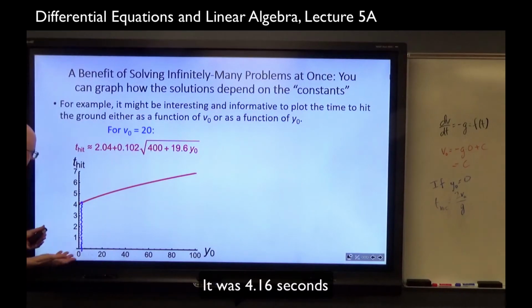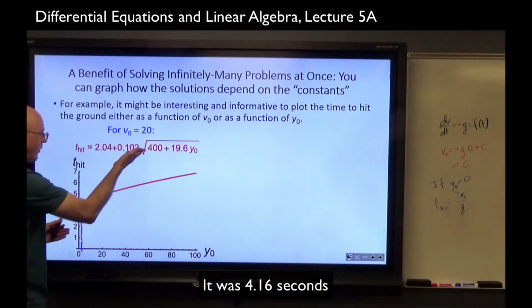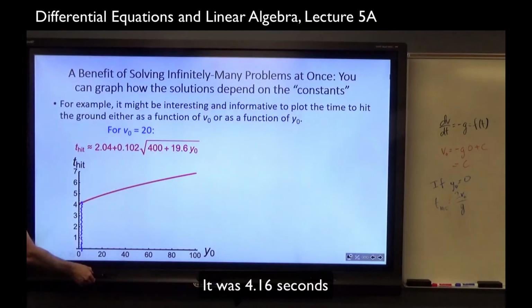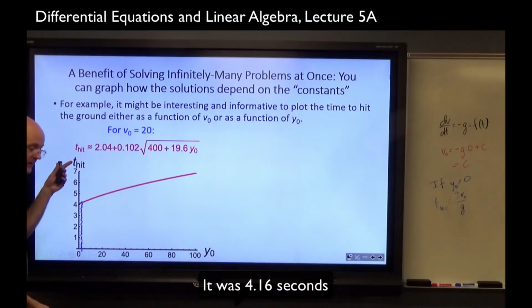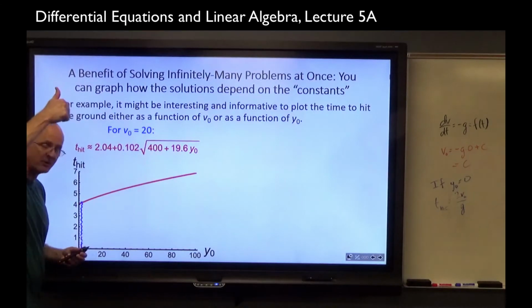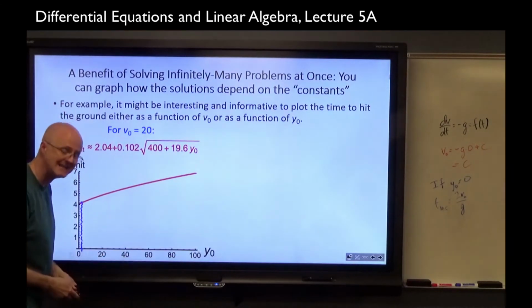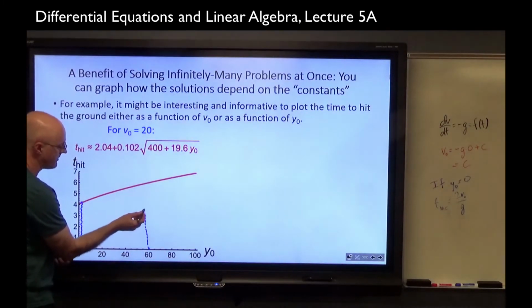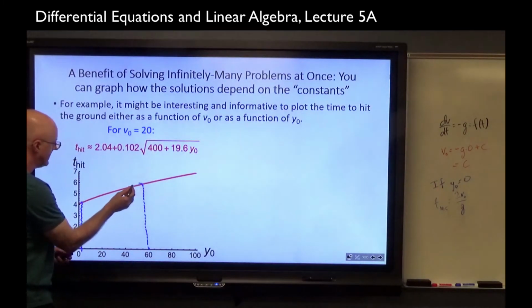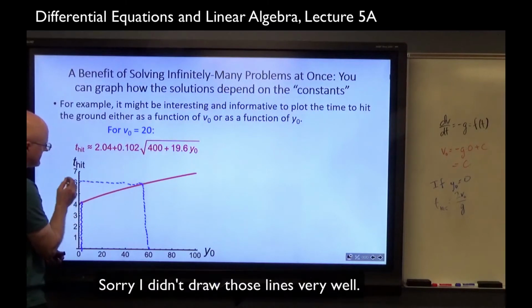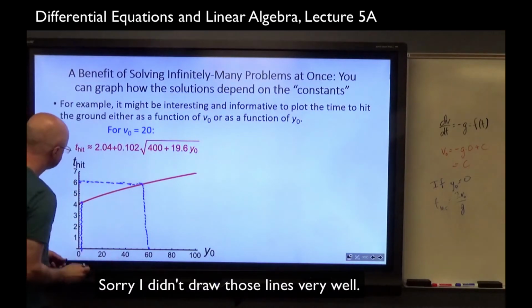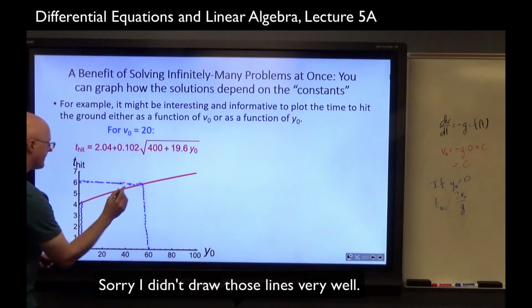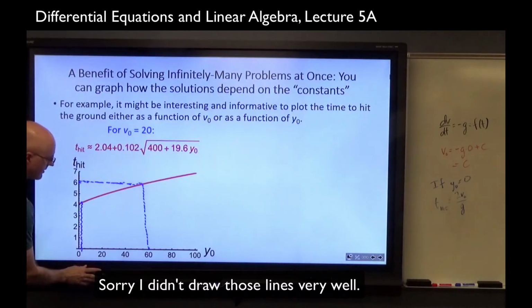But the interesting thing to think about here is that you could use this equation and this graph to make other predictions for how long it's going to take to hit the ground, based on the same initial upward velocity, but different initial heights. For example, at an initial height of 60, and an initial upward velocity of 20 meters per second, it's going to take close to 6 seconds to hit the ground, okay? I'm not claiming my drawing is perfect.